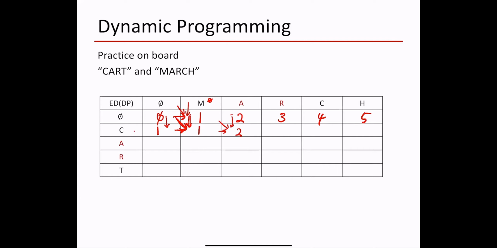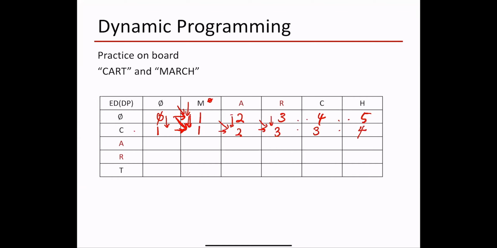C and R doesn't match. Out of 3 candidates, I'm choosing the minimum and +1. C and C, oh, I match. What do I do? I'm just choosing the minimum value that I can choose. C and A doesn't match. So what do I do? I'm choosing out of 3 candidates and +1.